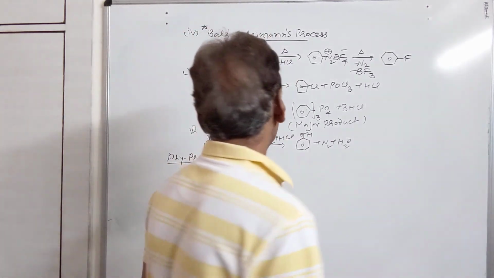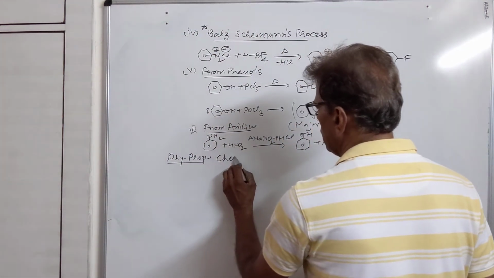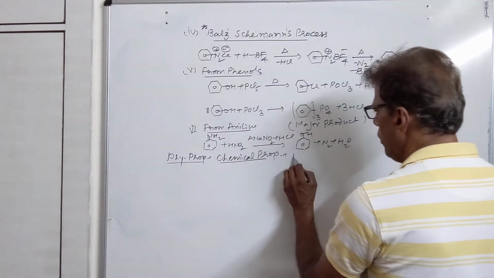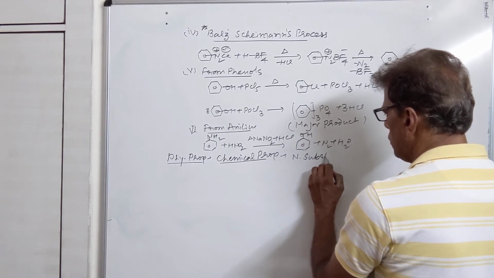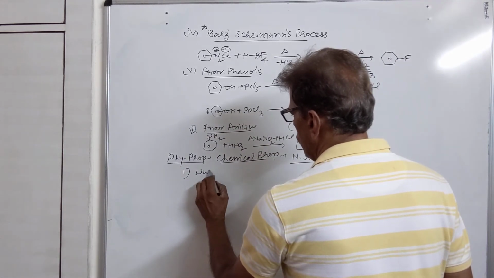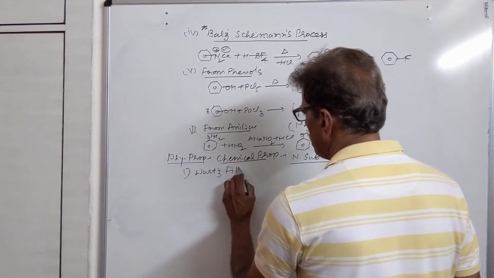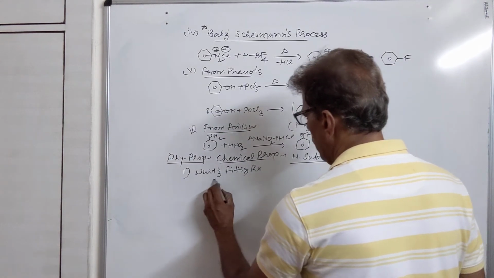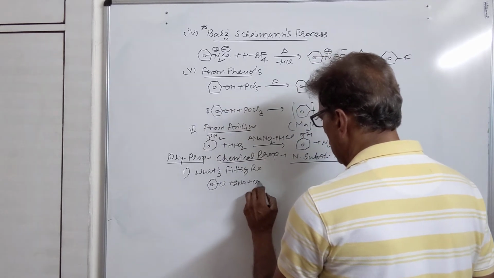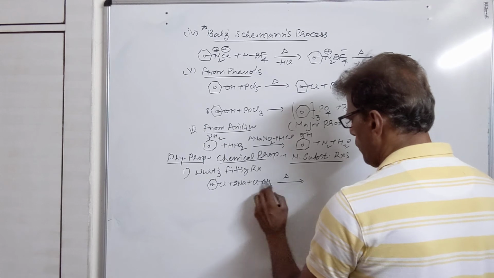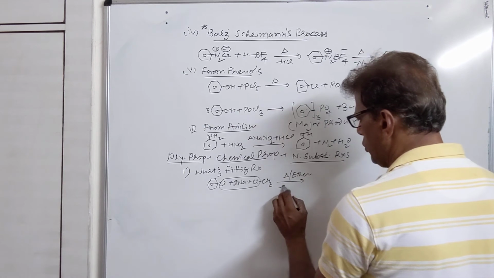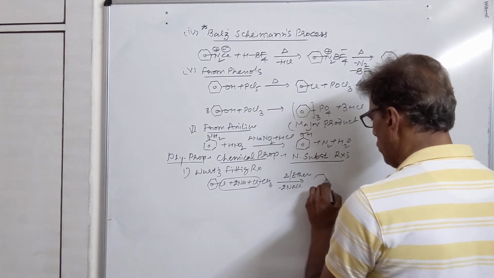Then we have nucleophilic substitution reactions that come under chemical properties. First reaction is the Wurtz-Fittig reaction. When aryl halide is heated with sodium metal and alkyl halide in the presence of ether or THF, tetrahydrofuran, 2NaCl is lost here and we get toluene.